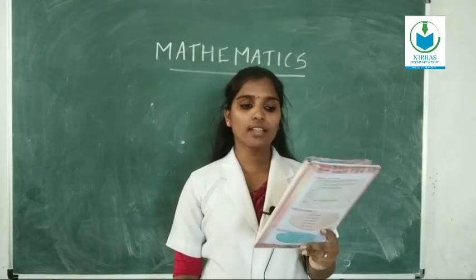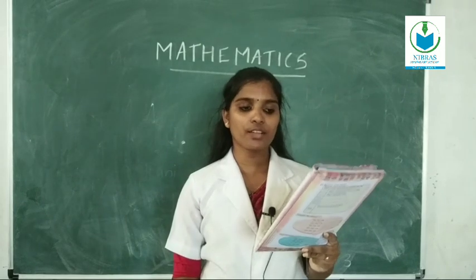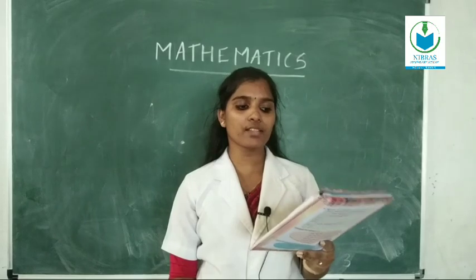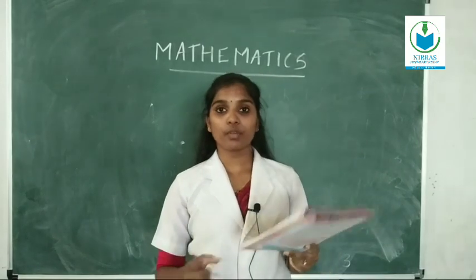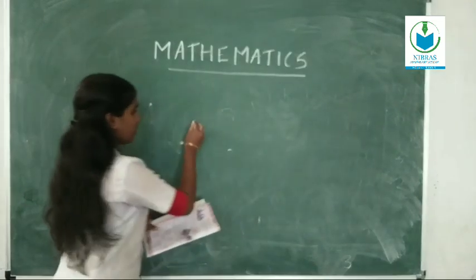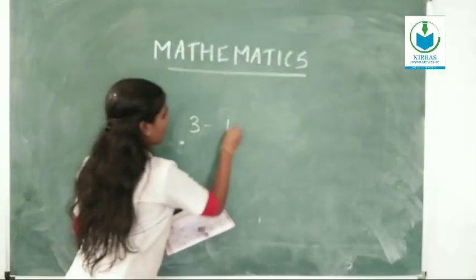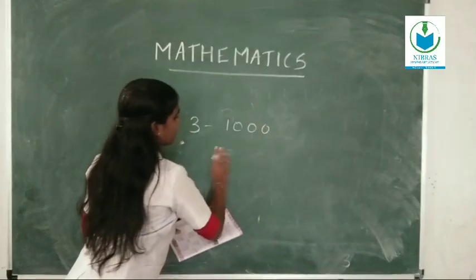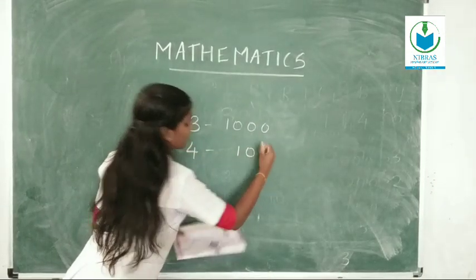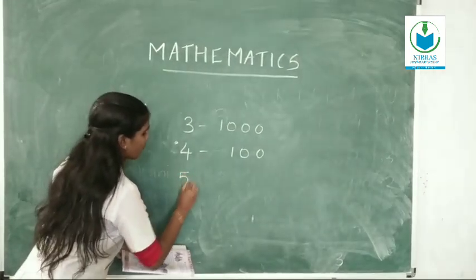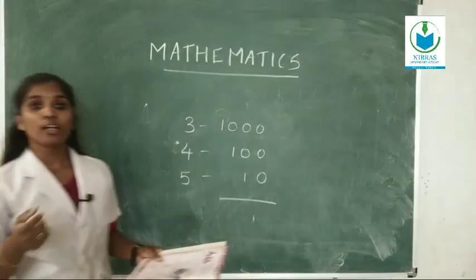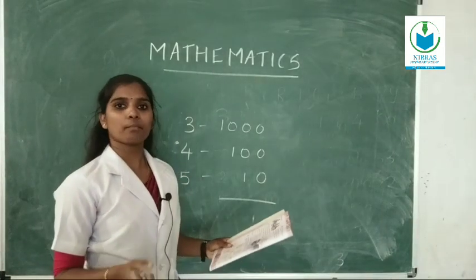Johnny gave 3 1000-rupee notes, 4 100-rupee notes and 5 10-rupee notes. What is the price of his bicycle? So we want to calculate the price of his bicycle. So he gave 3 1000-rupee notes. Then he gave 4 100-rupee notes. Then last he gave 5 10-rupee notes. Okay, so we want to calculate the total price of his bicycle.